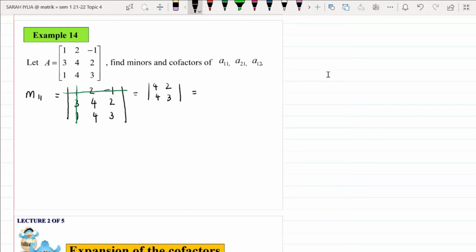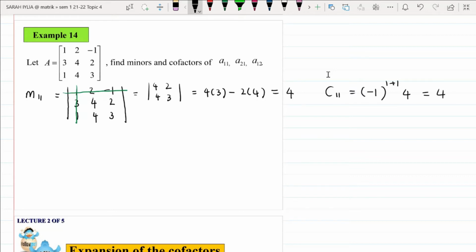To find the minor from this, just do a cross multiplication, AD minus BC. So 4 times 3 minus 2 times 4. 12 minus 8, we get 4 as our answer. That is minor 1, 1. How about the cofactor? Cofactor 1, 1 using the formula is -1 to the power of i plus j. I and j here are both 1, so 1 plus 1, times our minor. Our minor just now is 4, so our answer here would be 4.